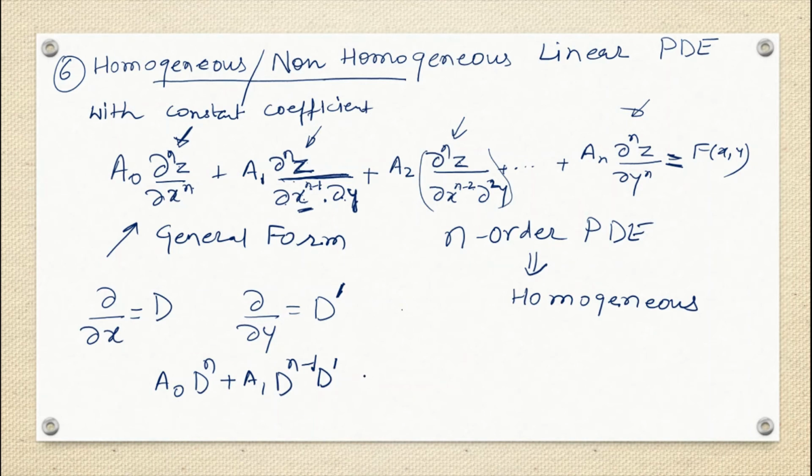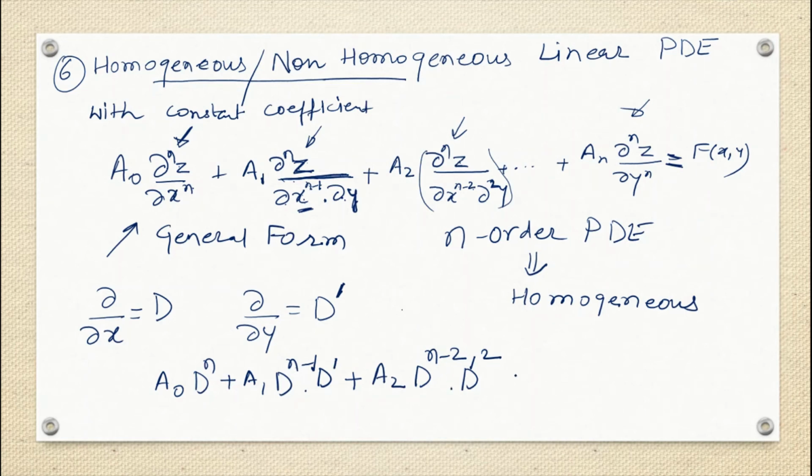And the third term will be accordingly, it will be what? a2, and then here you will see that ∂x has n minus 2, so you will write down D to the power n minus 2, and then ∂²/∂y², that means we are going to write D' squared. So same pattern we are following here also. Completely the power will be n only, in any term, fine.